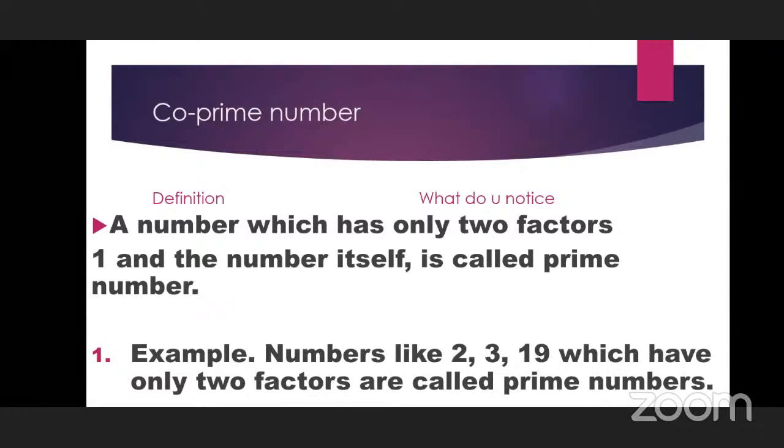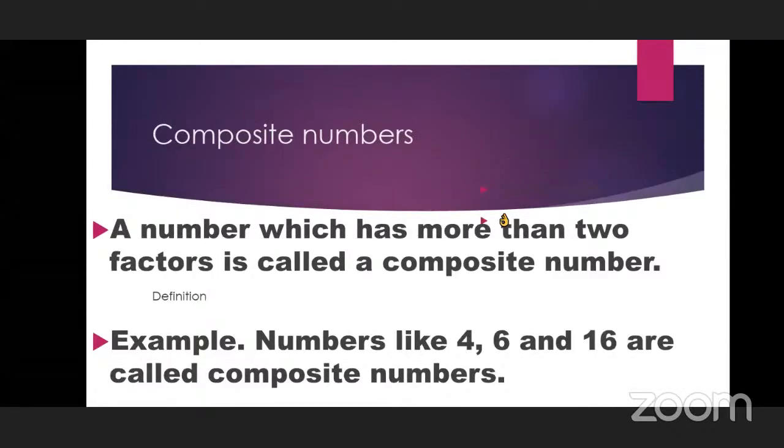Understood? Yes. Composite numbers. The definition of a composite number: a number which has more than two factors is called a composite number. Examples: numbers like 4, 6, and 16 are called composite numbers.